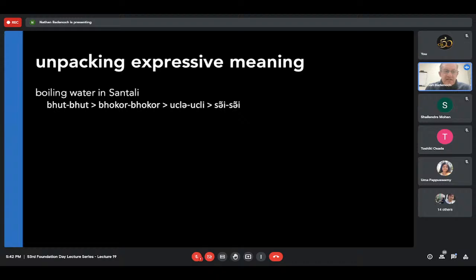Because it can be difficult to get the expressive elicitation going, you often start with common things such as boiling water, because the bubbling of water is something that people can quickly latch onto and produce an expressive. This speaker of Santali, who was visiting Kyoto at the time, was very quick to give us several expressives, such as bhut bhut, bokor bokor, uchila uchili.